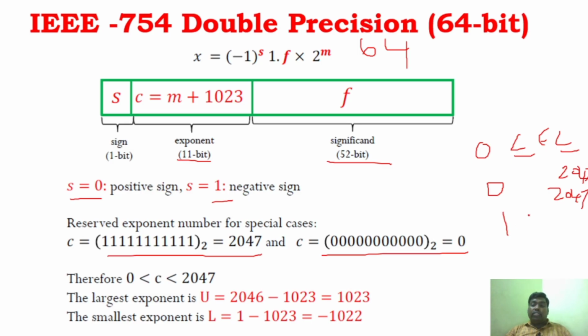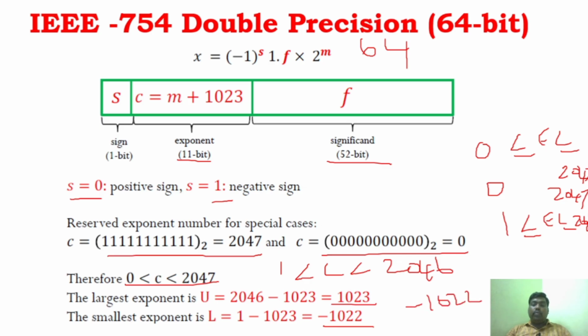The exact representation will be only from 1 to 2046. Correct? Same like single precision, right? So this is the complete range, but you can represent only using up to 2046. So the largest value will be 1023 and the smallest will be minus 1022. That is, the range will be from minus 1022 to plus 1023, right? So this is about single precision and double precision, right?